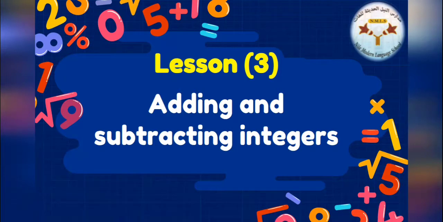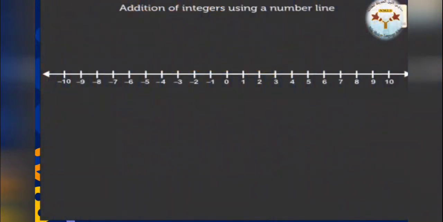Today we will learn how to add and subtract integers, but first let's start by using the number line. Let's look at a few examples on adding integers with the same sign. I mean adding two positive numbers or two negative numbers.